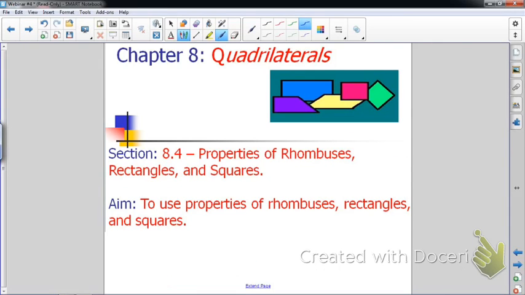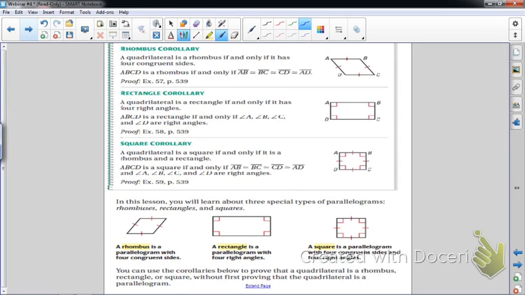Okay, so I'm going to now talk about properties of a rhombus, a rectangle, and a square. These are very important to know because this is where they start branching out. So a rhombus is a quadrilateral. A quadrilateral is a rhombus if and only if it has 4 congruent sides. As you can see, it has 4 congruent sides, and it's going to have other properties to it. You'll see really quick. Right now, for a rhombus, I'm just going to talk about the sides themselves. A rectangle, okay, a quadrilateral is a rectangle if and only if it has 4 right angles.